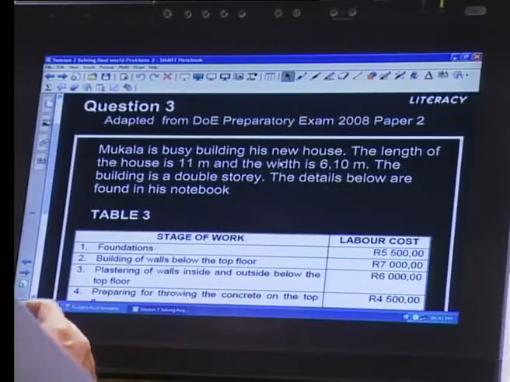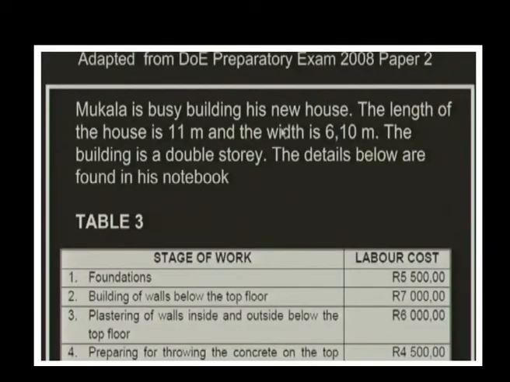Question 3, here it is. Mukala is busy building his new house. The length of the house is 11 meters and the width is 6,10 meters. The building is a double story. The details below are found in his notebook.